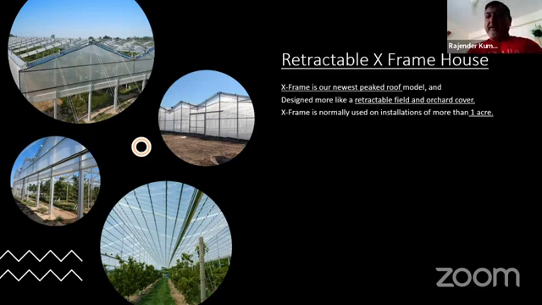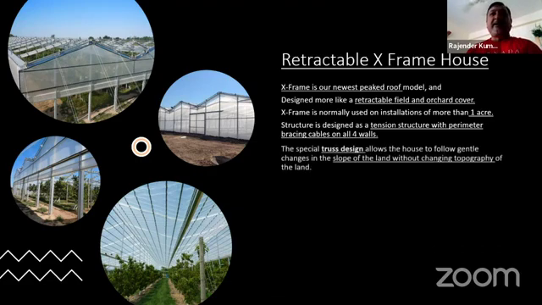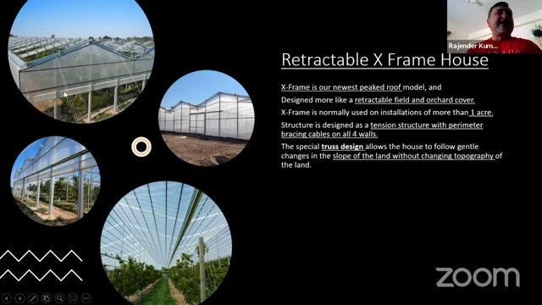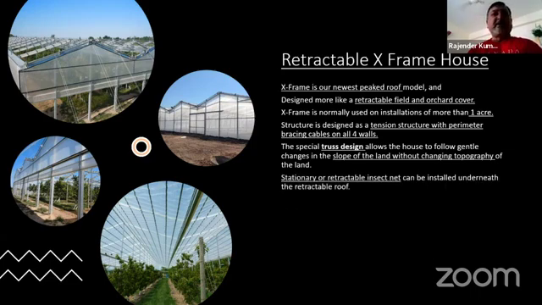You can merge in this structure, and one motor is sufficient for 1 acre. And as this structure has a tension wire in the perimeter, even if there is a high wind, the structure will move, but it will come back again after the wind is over. So it's a very versatile model.